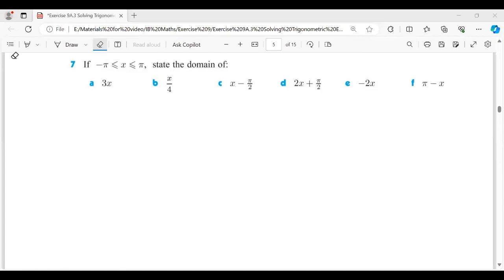7. If x has interval negative pi to pi, state the domain of 3x, x over 4, x minus pi over 2, x plus pi over 2, negative 2x, and pi minus x. Okay.